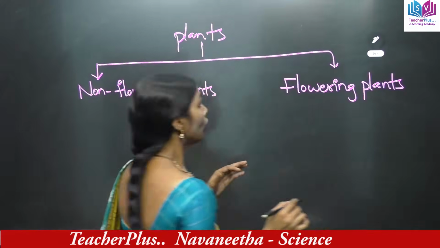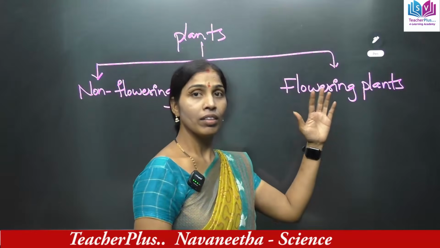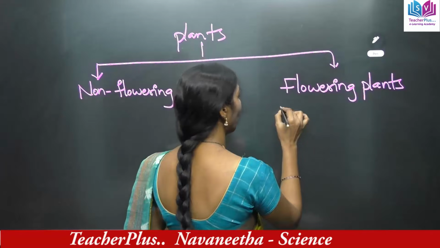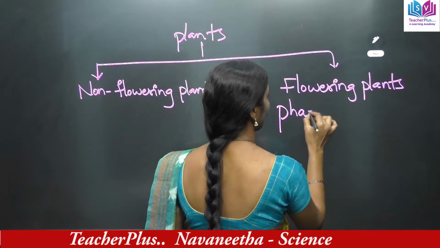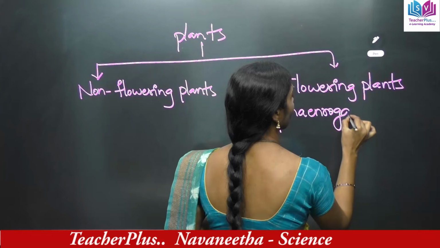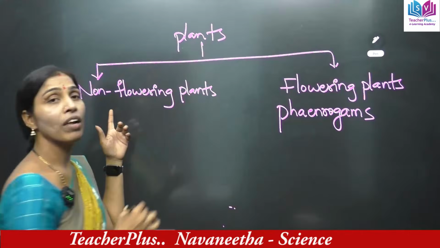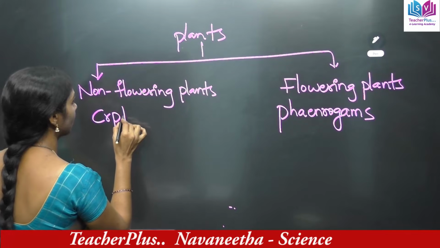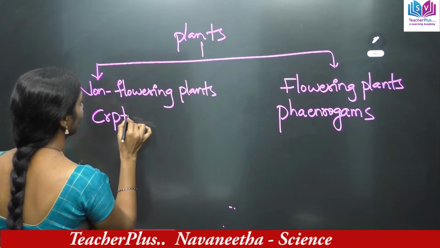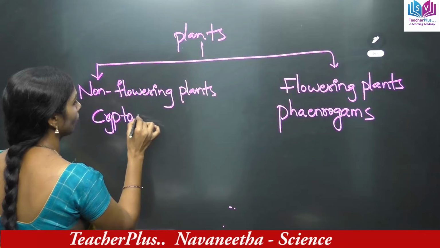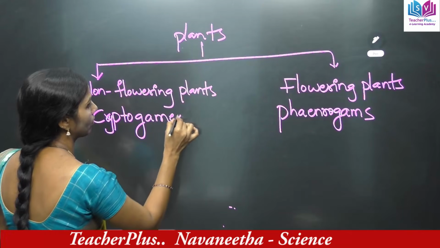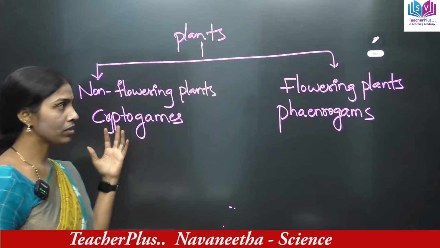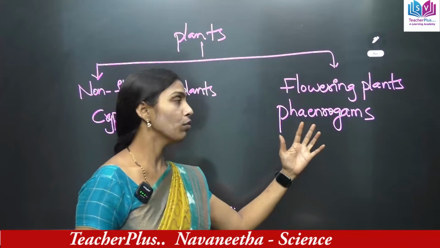Which plants have flower? They are called flowering plants. Flowering plants are also called phanerogams. And non-flowering plants are also called cryptogams. Non-flowering plants are also called cryptogams. Flowering plants are also called phanerogams.